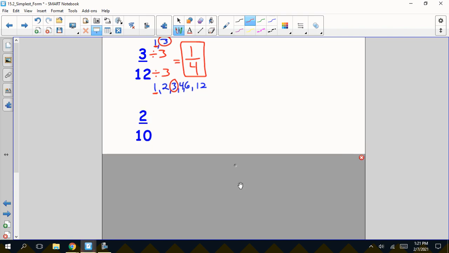Let's look at 2/10. Well, since 2 and 10 are both even, we should be able to come up with one number that's going to go into both of them. The only numbers that go into 2 are 1 times 2. And the numbers that give us 10 are 1 times 10 and 2 times 5. The number that they have in common that is not 1 is 2. So we divide numerator and denominator by 2. 2 goes into 2 once. 10 divided by 2 is 5. 2/10 is just 1/5 in simplest form.